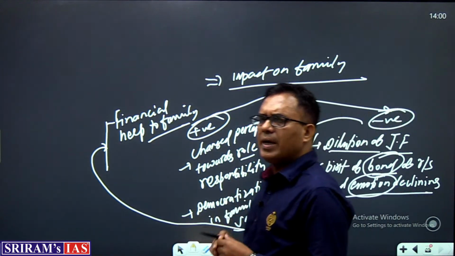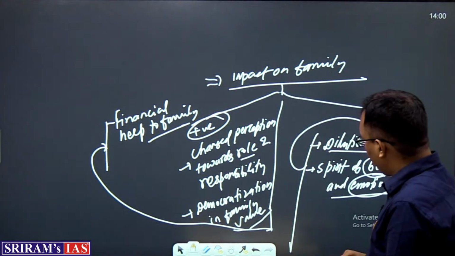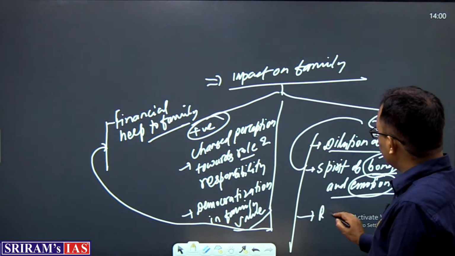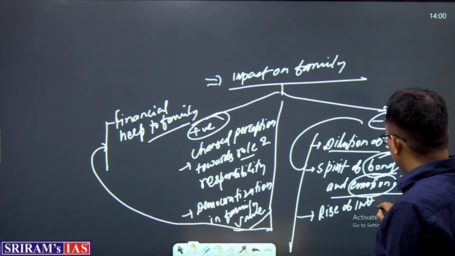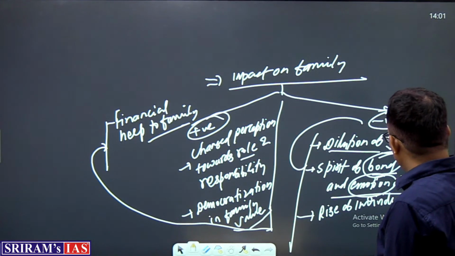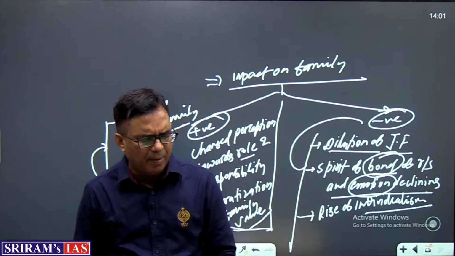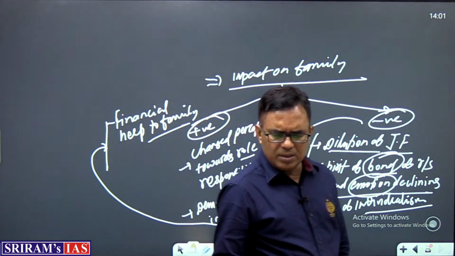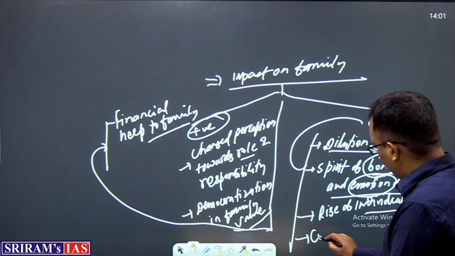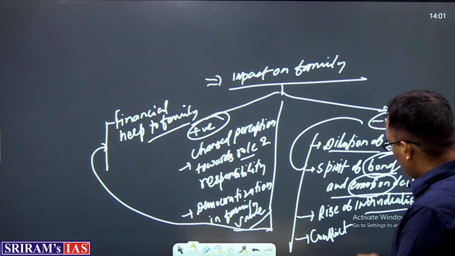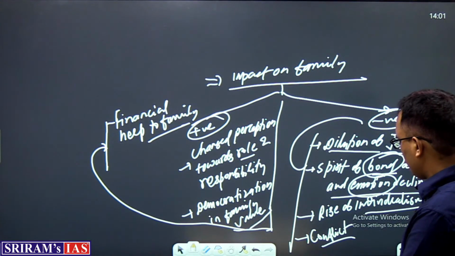Family also means emotional connection. Gradually that emotional connection is declining. This is happening in the family system. Again, rise of individualism in the family itself. So collectivism in the family has declined and individualism in the family has developed. One more we can say is conflict. Cases of conflict are gradually increasing in the family system itself.